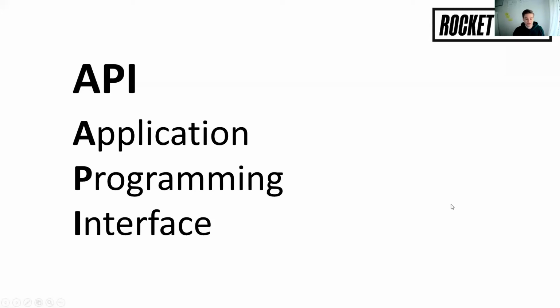So when we talk about APIs, let's first of all look at what the term API actually means. The term API is the abbreviation for application programming interface. So what does that mean? Let's just look at a very simple example.